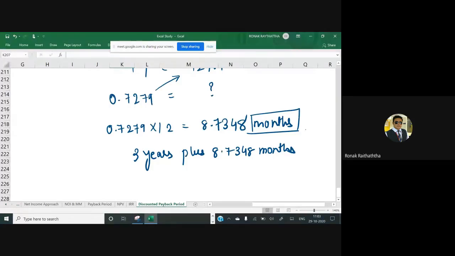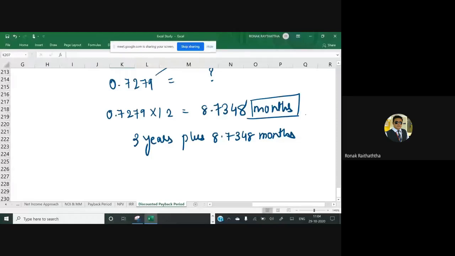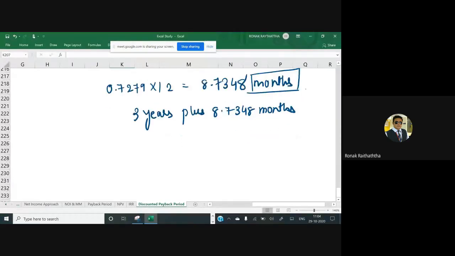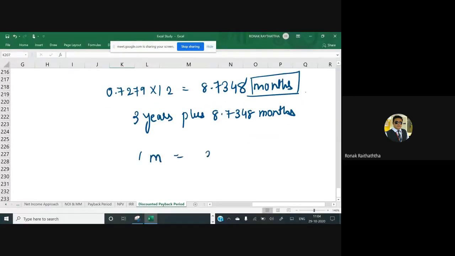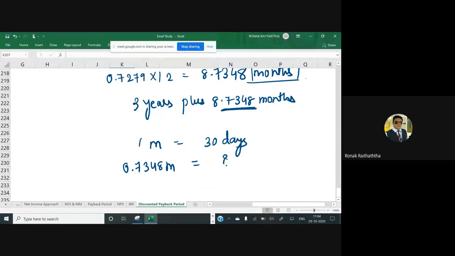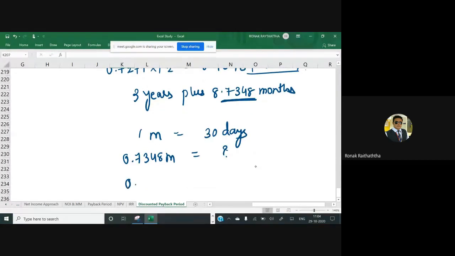Please convert 0.73 into days now. So we would be like, okay brother, why are you coming down on us so much? That's fine. We would be converting this into days now. So 1 month is equal to 30 days. So this 0.7348 month would be equal to how many days? So let's cross multiply this further. 0.7348 multiplied by 30. So what do we get here?